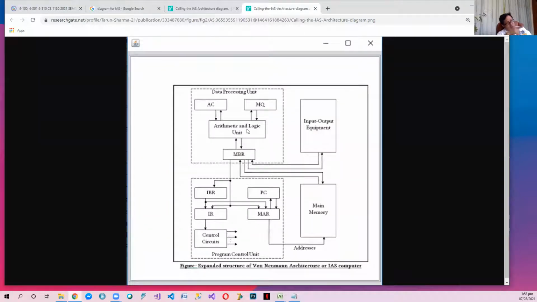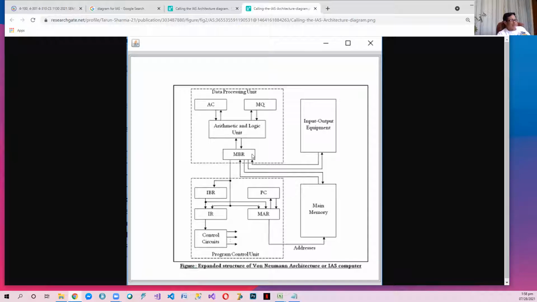This is the arithmetic logic unit. Later in the future, we are going to study an actual circuit involving an arithmetic logic unit. Now we have a memory buffer register, or the memory data register. Sometimes it's called buffer, sometimes it's called data. Actually, this is the memory data register. It's also called the memory buffer register.